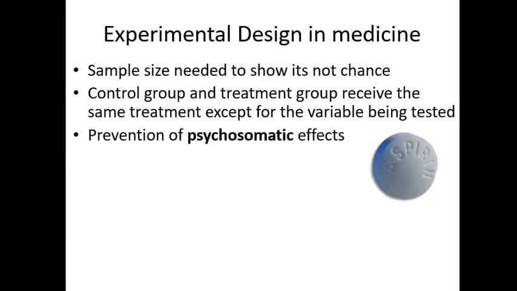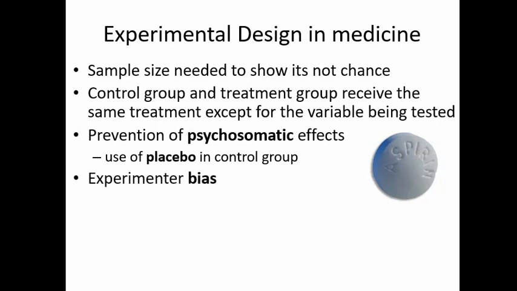Psychosomatic means the way your attitude or mindset might influence subtle choices you make that impact your health. If you think you're getting a new medicine, you get excited, and you might do subtle things that improve your physical condition. And so a device called a placebo is used in the control group. Some people get what are called sugar pills. They look like medicine, but they're not really medicine. This helps eliminate the psychosomatic effect.